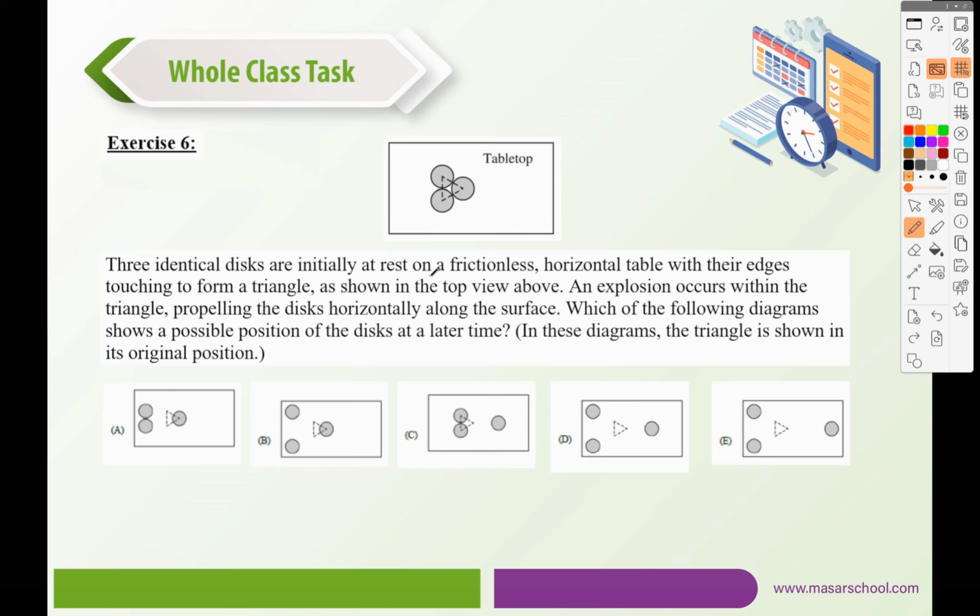Three identical disks are initially at rest on a frictionless horizontal table with their edges touching to form a triangle, as shown in the top view above. An explosion occurs within the triangle, propelling the disks horizontally along the surface. Which of the following diagrams shows a possible position of the disks at a later time?